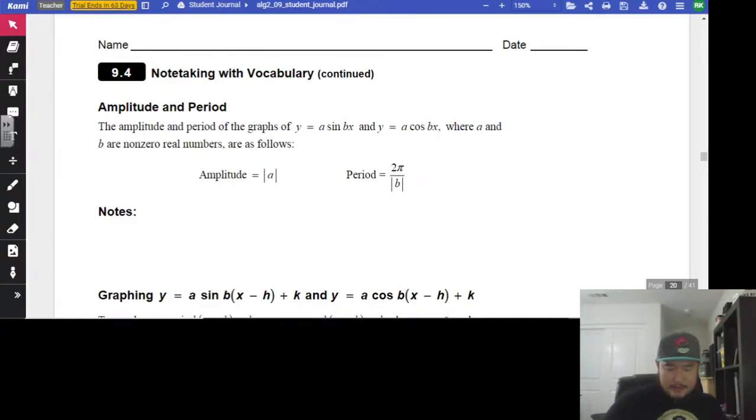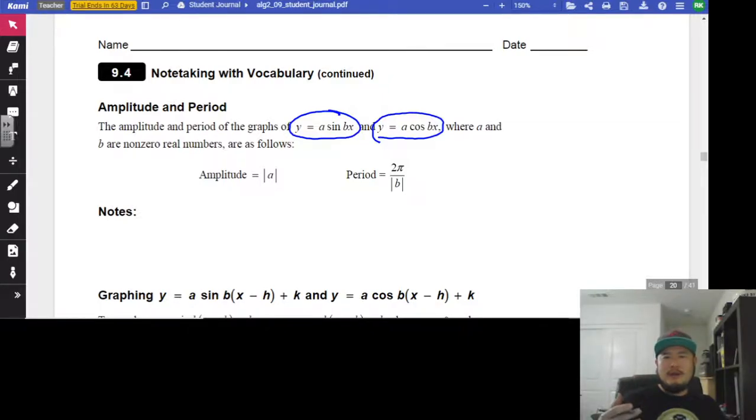Now, where do A and B come from? It's pretty simple. You can look at our equations right here that I'm circling. y is equal to A sine bx, and y is equal to A cosine bx. When you think about all the functions that we've covered throughout the school year, our linear functions, quadratic functions, exponential, etc., we all had the same type of equation setup.